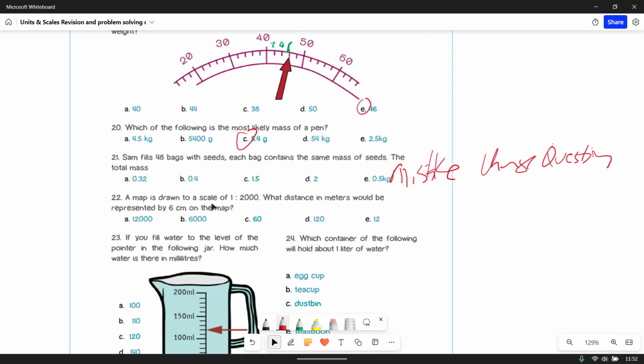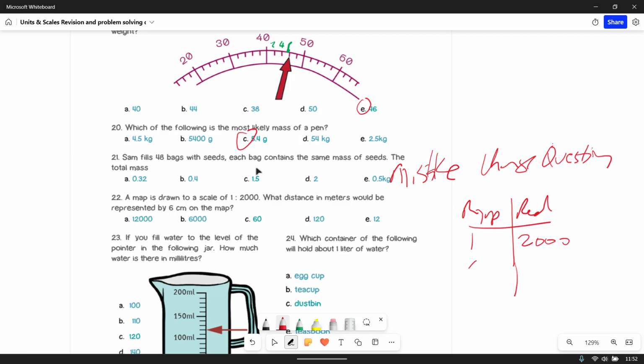Okay. A map is drawn 1 to 2000. What would be the distance representing 6 centimeters? So every time you come across a question like this, do map, real, and it's 1 to 2000. And now you've got 6. So times that by 6. So you times the other side by 6. So 2000 times 6 is going to be 12,000.